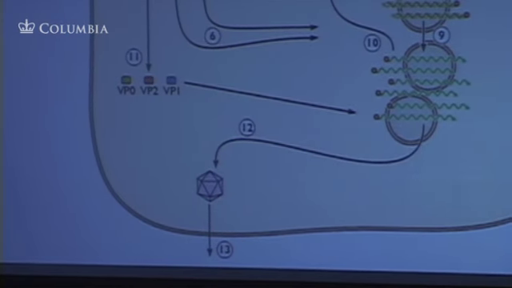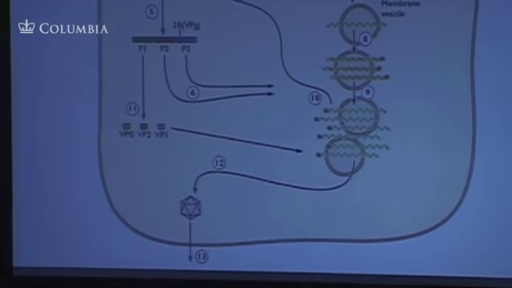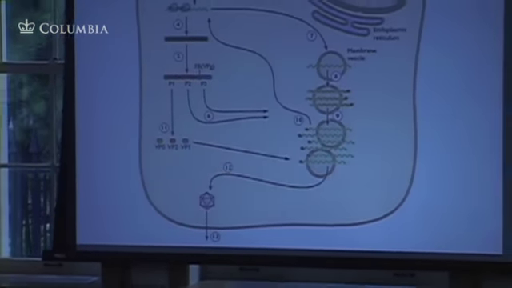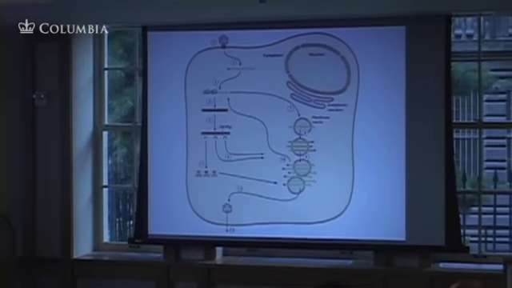And this, for polio, takes about 6 to 8 hours. It's a very quickly replicating virus. And that is consistent with it causing an acute infection in people, one that progresses very rapidly.